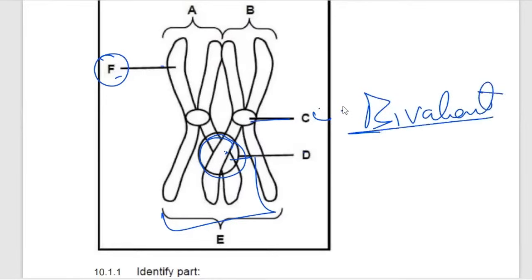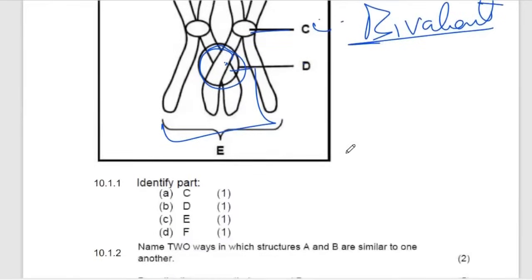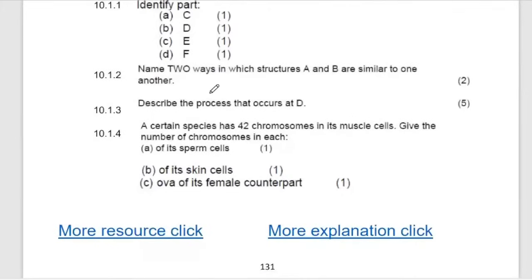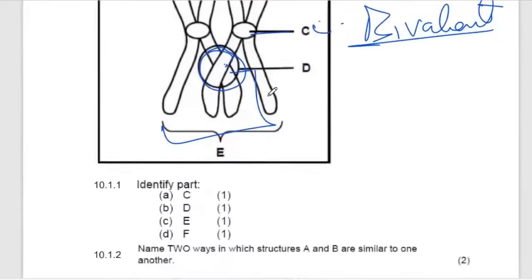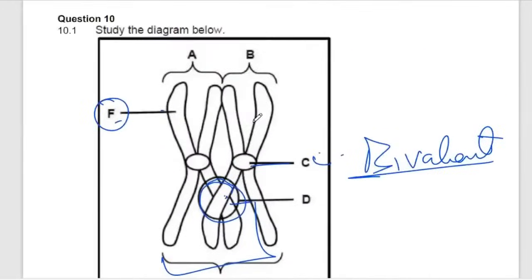Bivalent, né? Or bivalent. Someone might ask me the spelling. Yes. So identify, okay, we have done that. Name two ways in which structure A and B are similar. Structure A and B, how are they similar? How are these two structures similar?